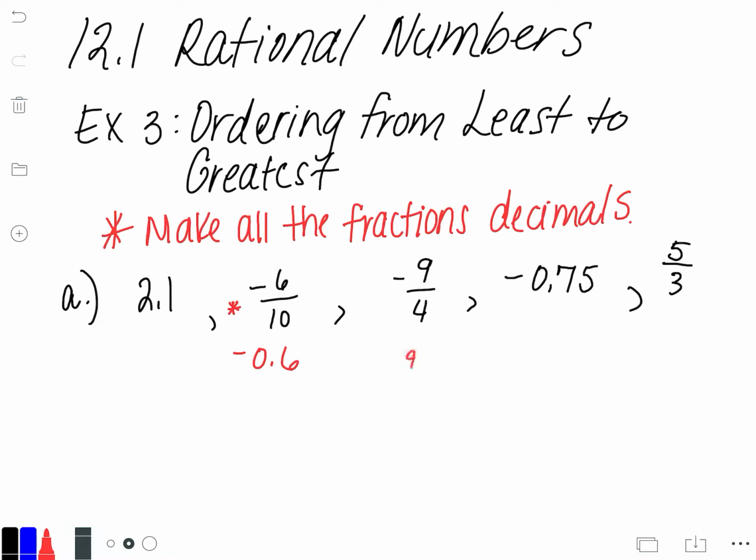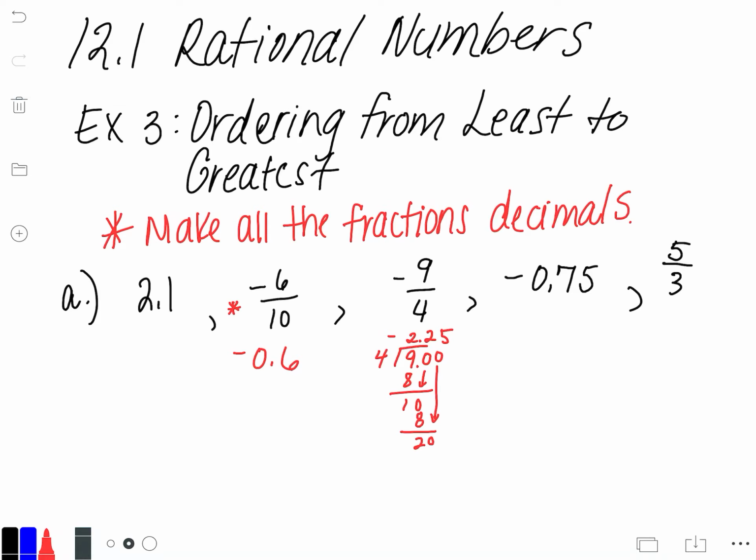So this would be 9 divided by 4. 4 goes into 9 twice. That would be 8, difference of 1. Decimal point and a 0. 4 goes into 10 2 times. That would be 8, difference of 2. Bring down one last 0, and 4 goes into 20 5 times. Remember, if this is a negative fraction, this would be a negative decimal. So this -9/4 is the same as -2.25 right now.